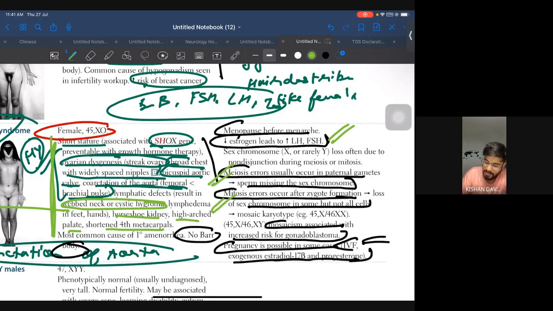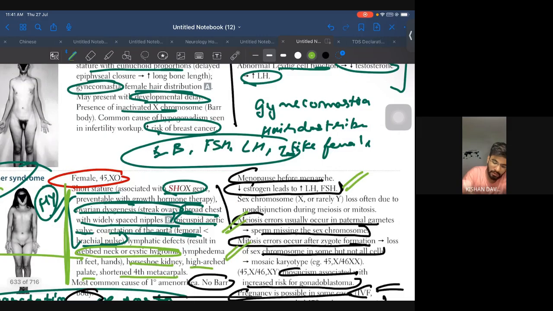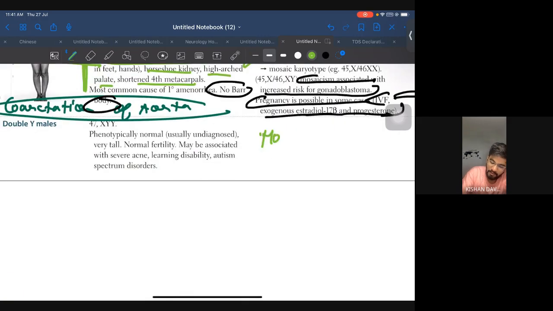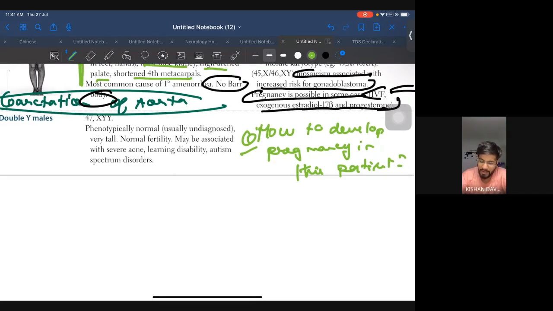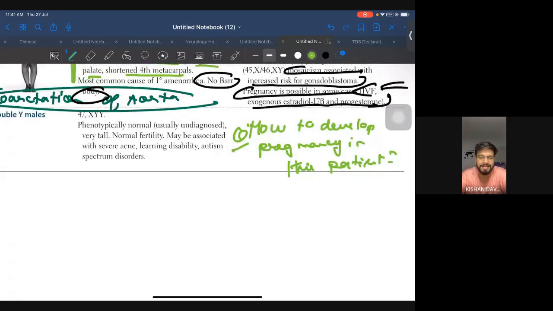And the next one is, they ask how to develop pregnancy in this patient. They will give you the case of Turner syndrome, and then you have to remember the first thing. Sorry. So yeah, and then they will ask how to develop the pregnancy in this patient.